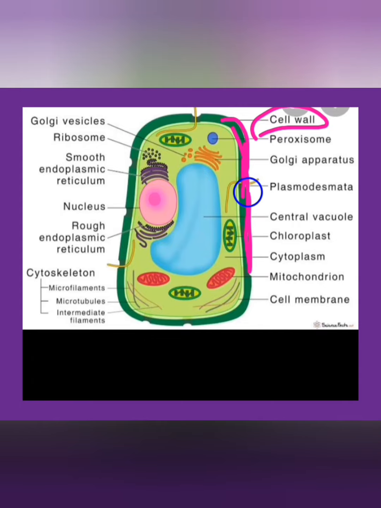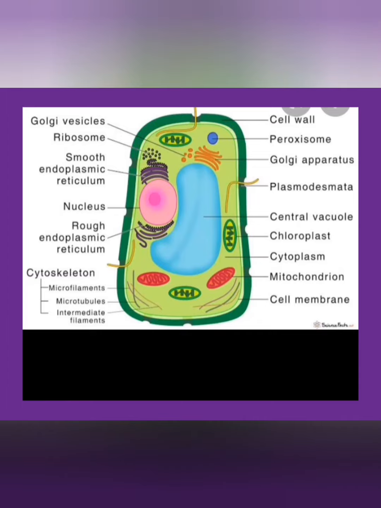Please remember, cell membrane is a living part of the plant cell, whereas cell wall is the non-living part of the plant cell, which allows free passage of substances through it. Okay, but cell membrane will not allow any substances. It will allow only selective substances. Okay, what are the functions of cell wall? Cell wall provides mechanical support to the plant cell, and it provides a definite shape to the cell. Okay, these are the two main functions of the cell wall.